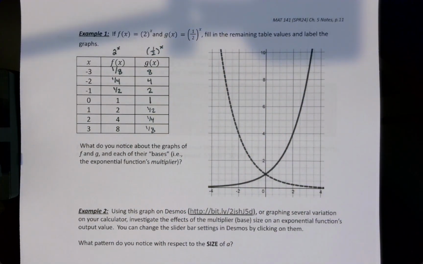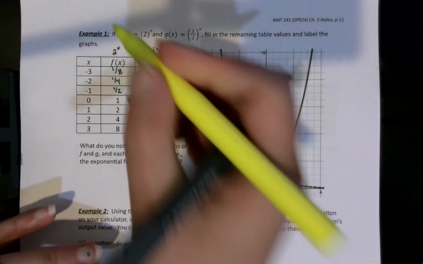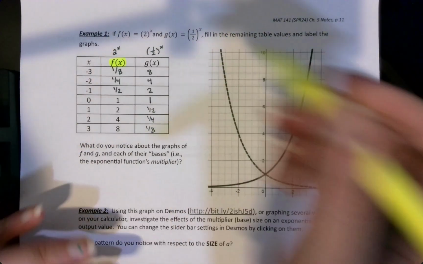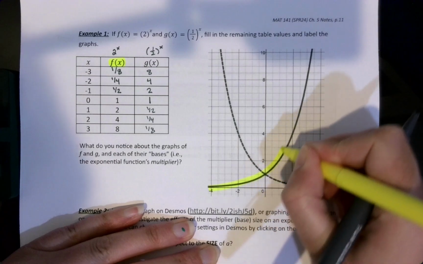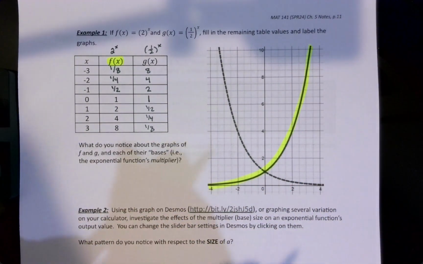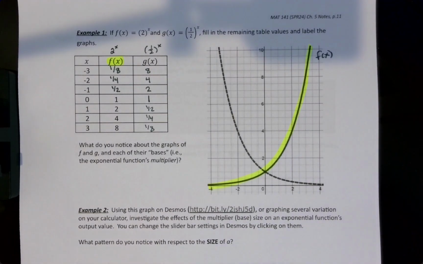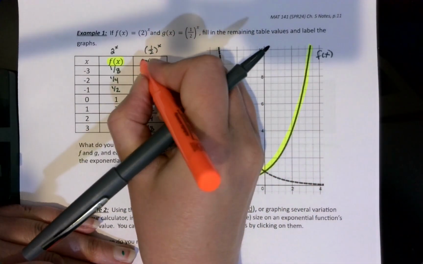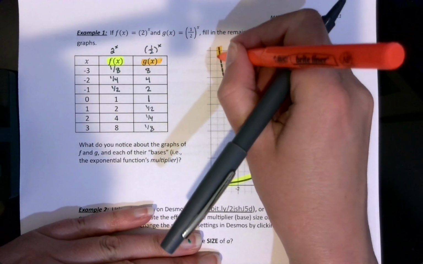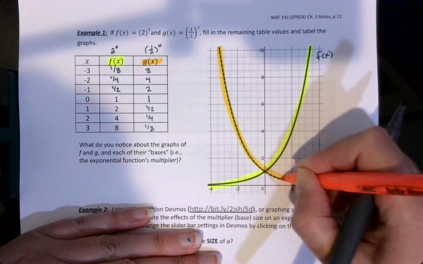The two graphs are shown over here. So my f of x function is already graphed on this side here. And the g of x function is already graphed with the dashed line here.